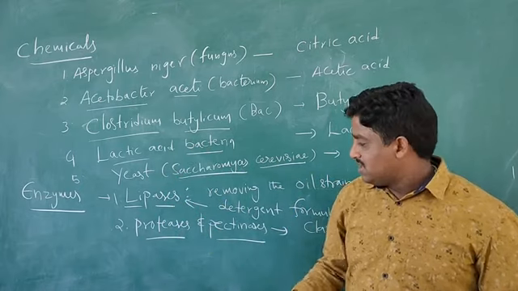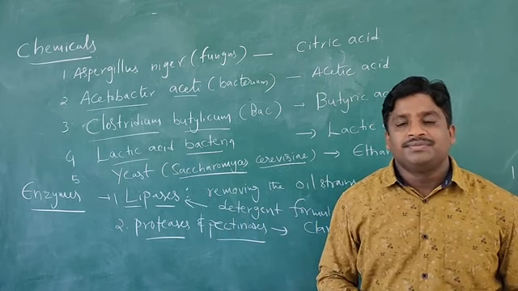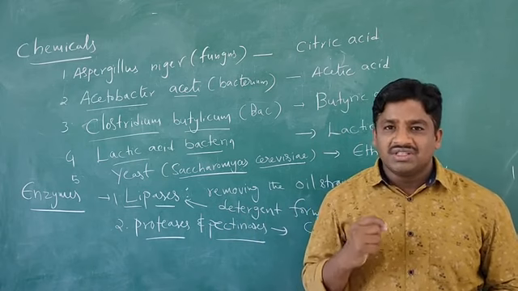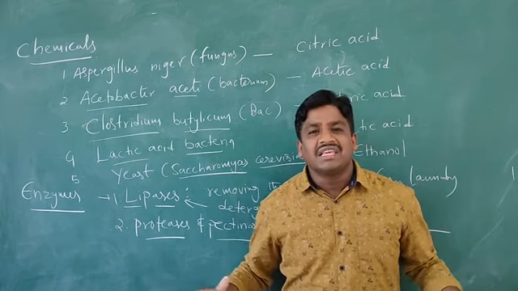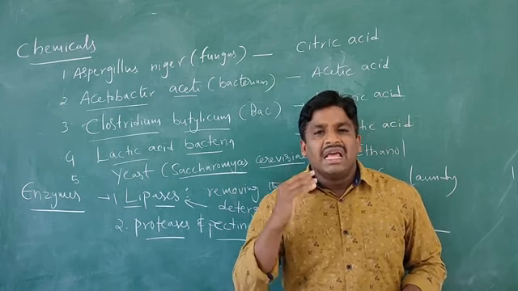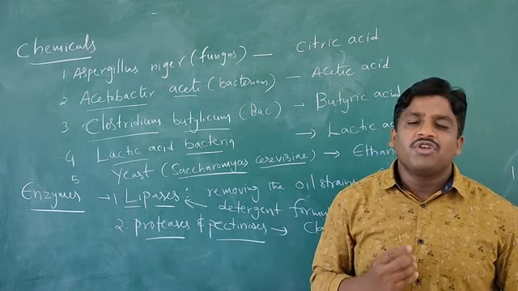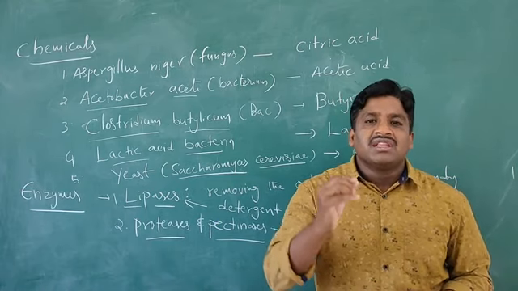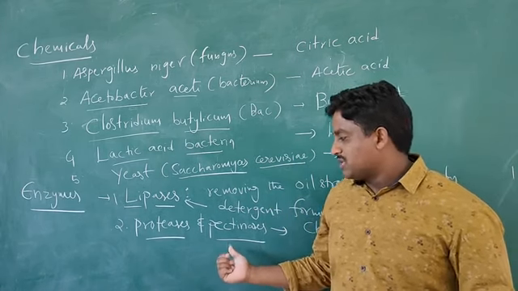Because of this reason, proteases and pectinases enzymes are added. In homemade juices, what you prepare is very thick and slurry-like, because we are not adding anything. So the slurriness does not come down, and it cannot become drink or water-like, effluent-like substances. That means the clarity of the juices is because of the proteases and pectinases.